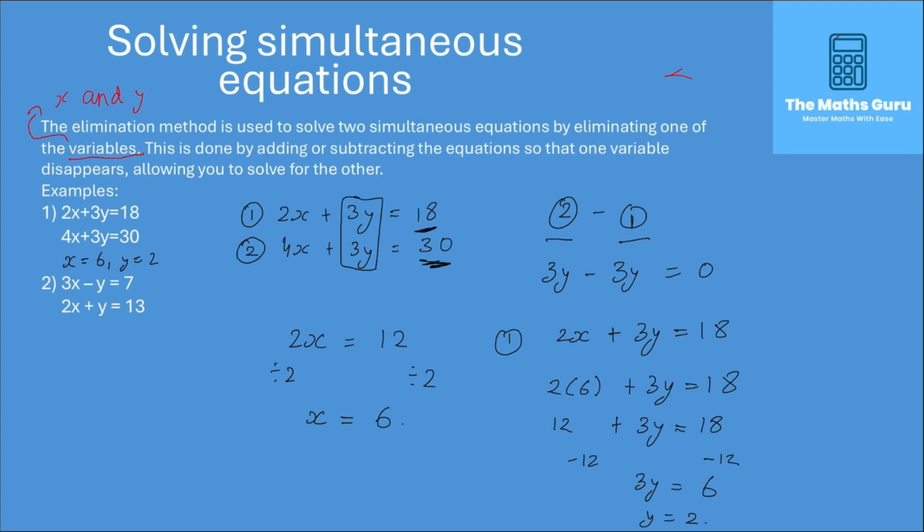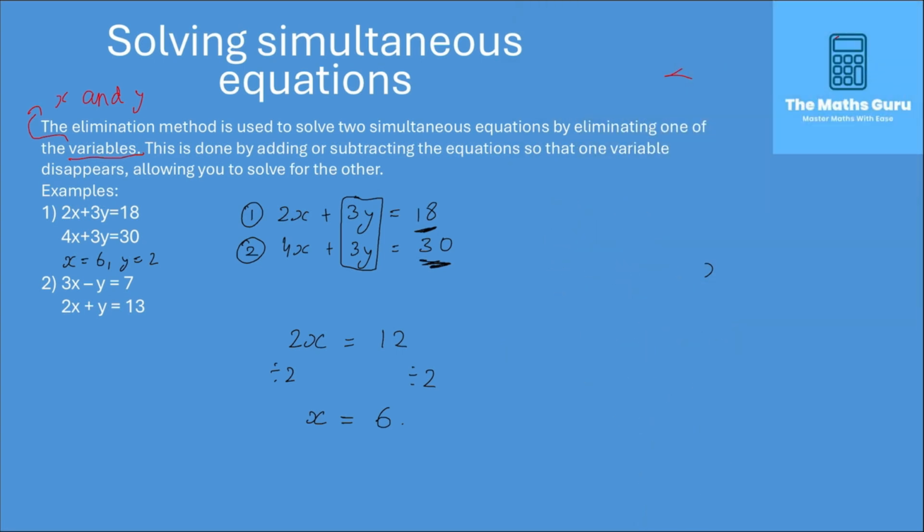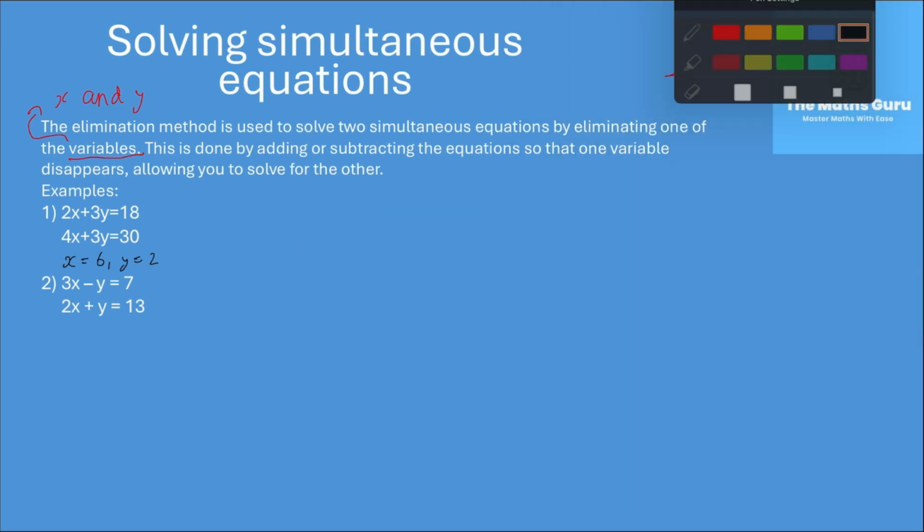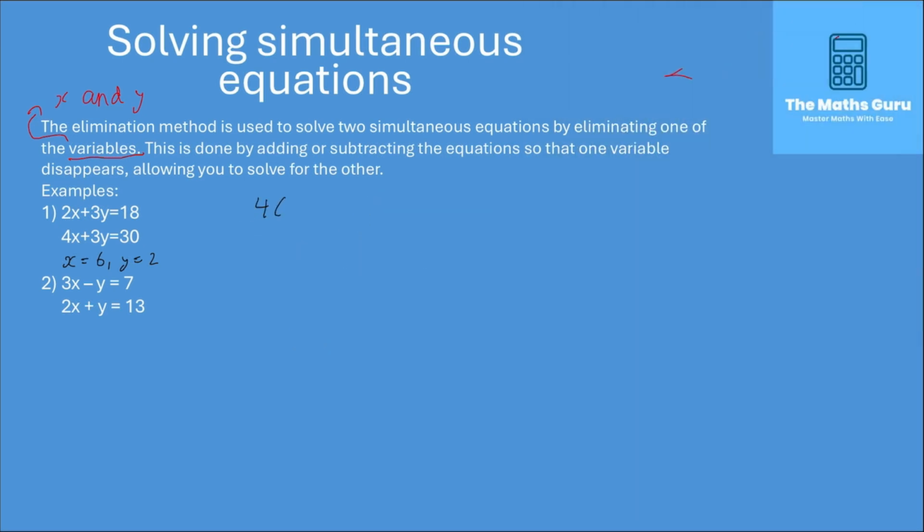We can also further verify this by plugging our values of x and y into the second equation. So 4 times 6 add 3 times 2. And we can say this is 24 plus 6, which is equal to 30. And as you can see, this matches up with this answer here. Okay, moving on to question number 2.